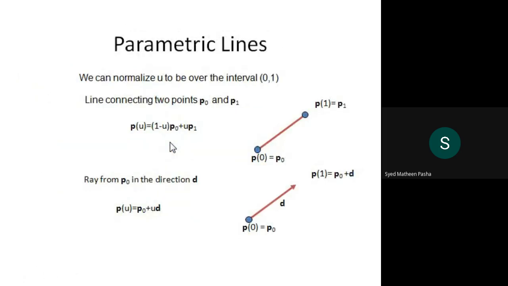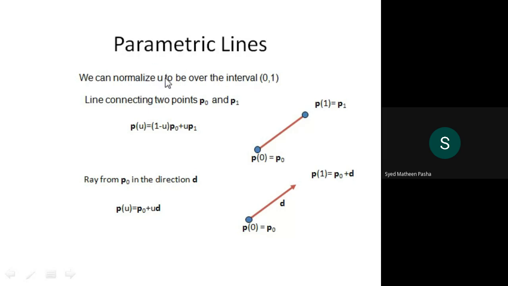Then we have parametric lines as well. Compared to parametric curves, we actually have parametric lines. So what are these parametric lines? Parametric lines are similar to parametric curves, as I had defined them. Basically, we define parametric lines based on the line as well as the point which is being defined to draw that particular line. Then we can normalize u to be over the interval. We provide the interval for the parametric lines, that is u.